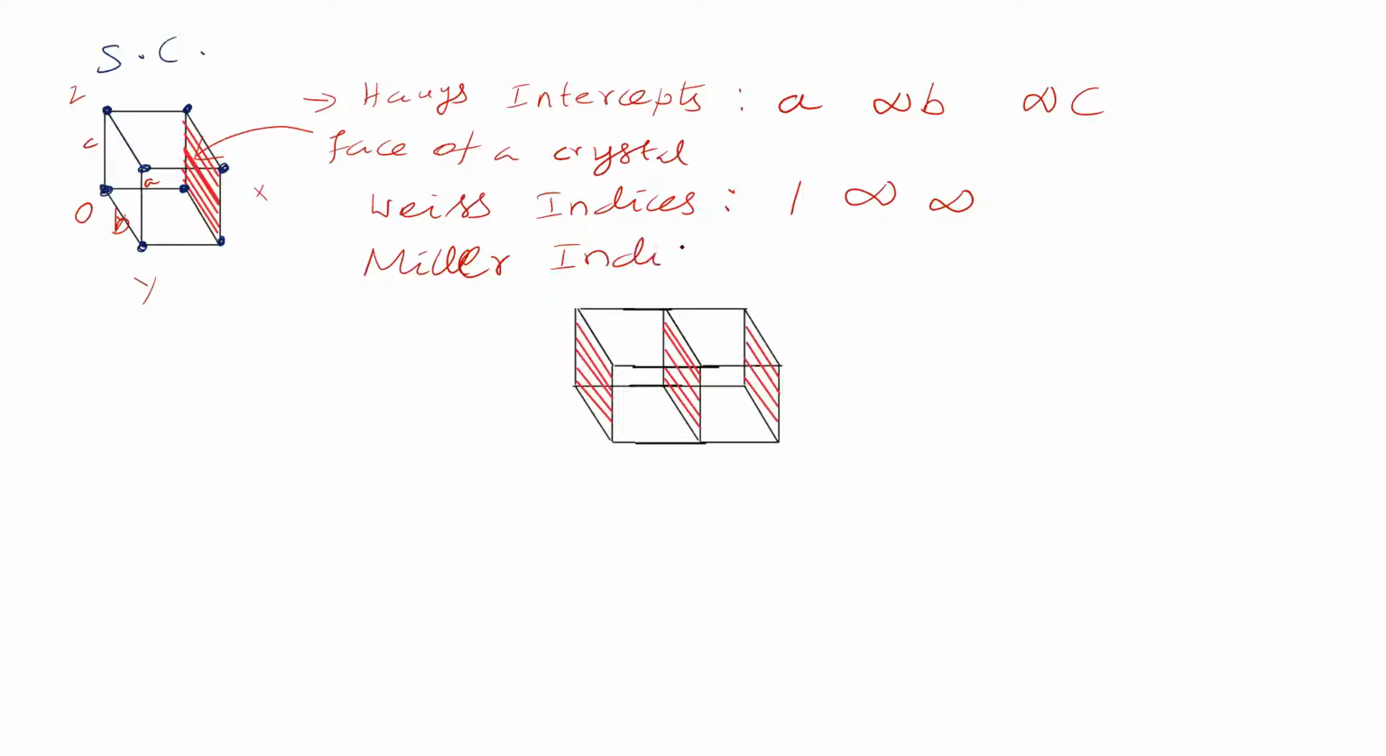Miller indices: first take the reciprocal of the Weiss indices. Then get the simplest ratio. It is H, K, L. HKL is called Miller indices. So for this plane, the Miller indices are 1, 0, 0. Now we will see how this plane is. It is the face of a crystal. Next face of a crystal, you see.